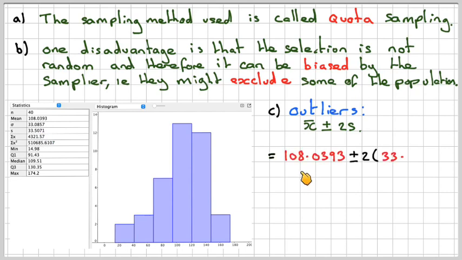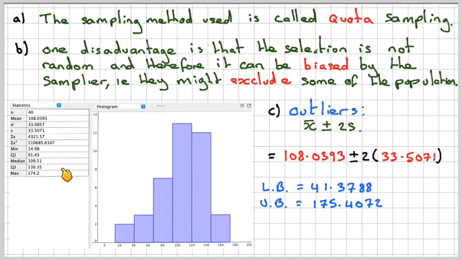Okay, so writing down the working, we need to work out 108.0393 plus or minus 2 times 33.5071. So the lower bound will give me 41.3788, that's by doing the subtraction, and the upper bound will give me 175.472.